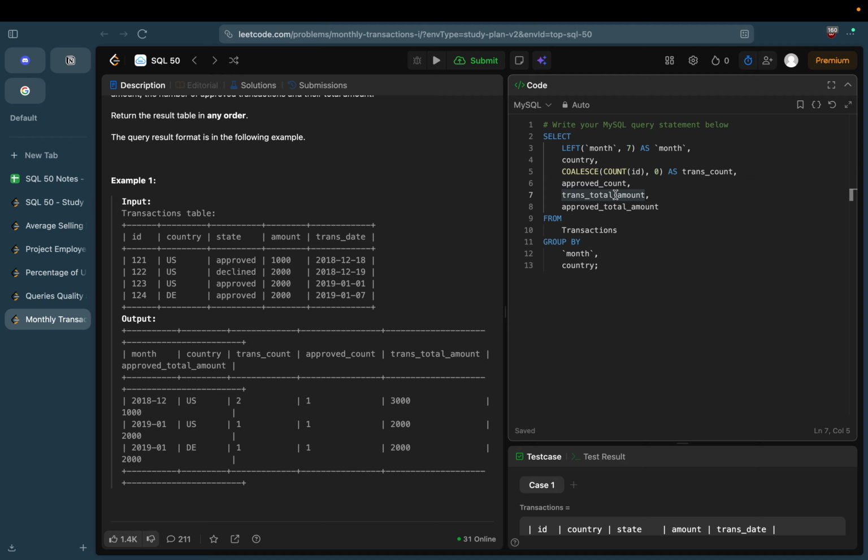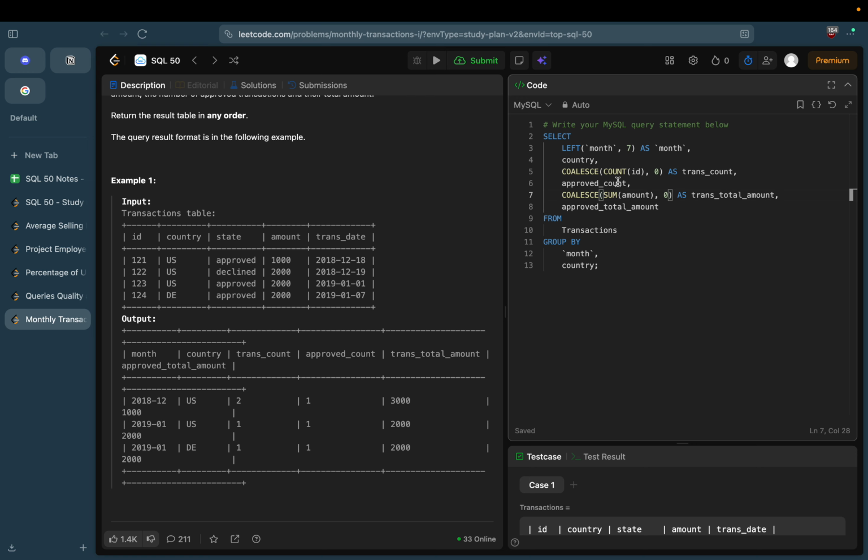Let me actually first do the total amount, because that will also be directly used over here. So again, I can give this an alias, start with coalesce. But rather than doing a count over here, I'll do a sum, and what I need to sum is the amount column. We have already grouped our results, so if we sum up our amounts and give this a coalesce value as well, we can get the total transaction amount.